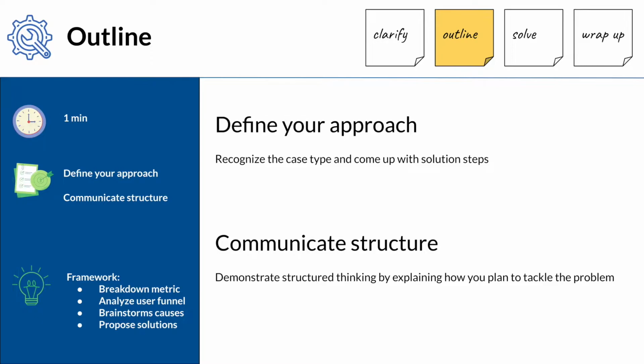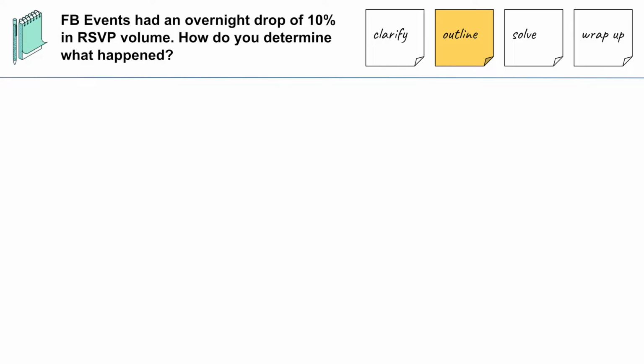Next step is to briefly outline your approach. This allows you to organize your thoughts, demonstrate structured thinking, and also gives the interviewer an opportunity to guide you in a certain direction if necessary. So in our example, I recognize the problem type as troubleshooting, and I will explain my approach as follows.